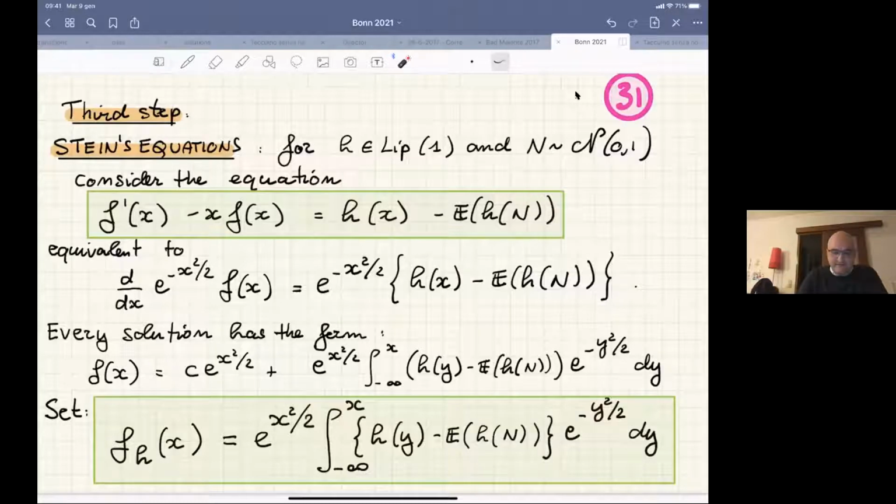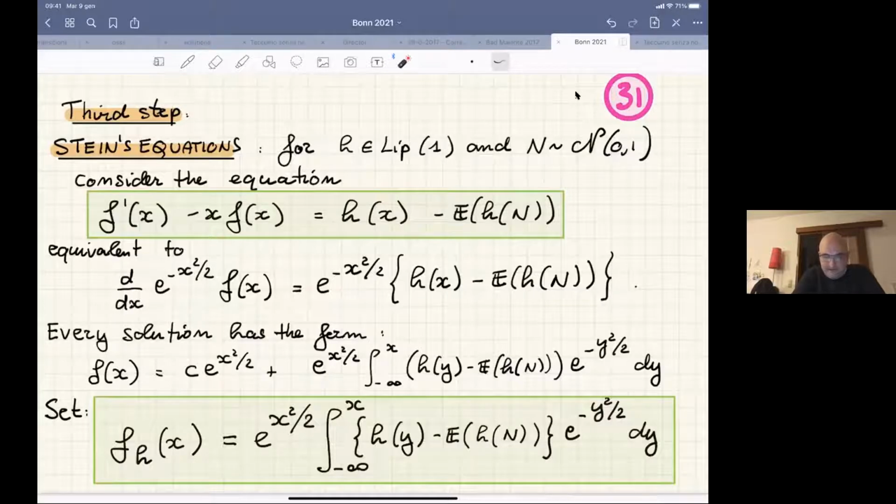On the left-hand side, you have f prime of x minus x f(x), which is equal, on the right-hand side, to h(x) minus the expectation of h(N). So the unknown function is f, and actually what we are looking for is a function of class C1 that verifies this relation for every x in R. Okay, so a solution is given by that. And the function h is known. It is one of the test functions composing the 1-Wasserstein distance, which is fixed.